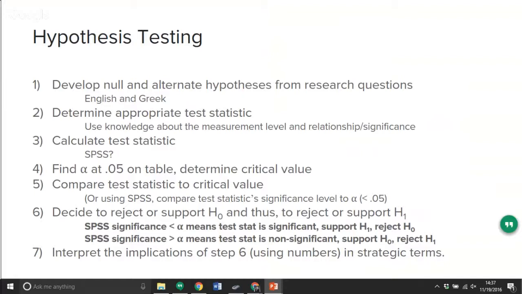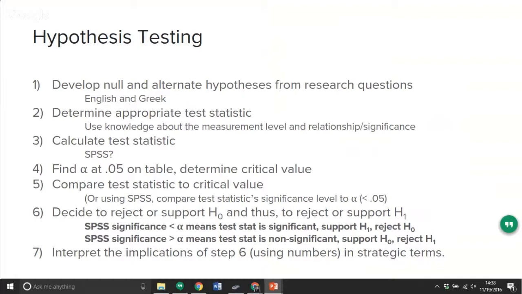And by logic, as you see here on the second line, if we reject the alternate hypothesis, then the logic is that we would be supporting the null hypothesis. And then in step 7, we're interpreting the implications of step 6 in strategic terms.